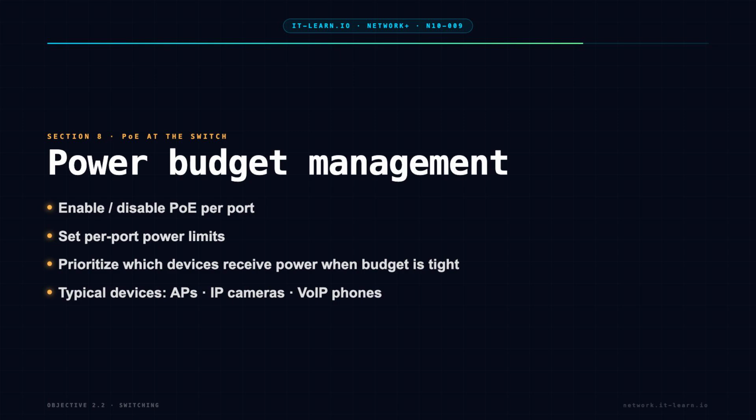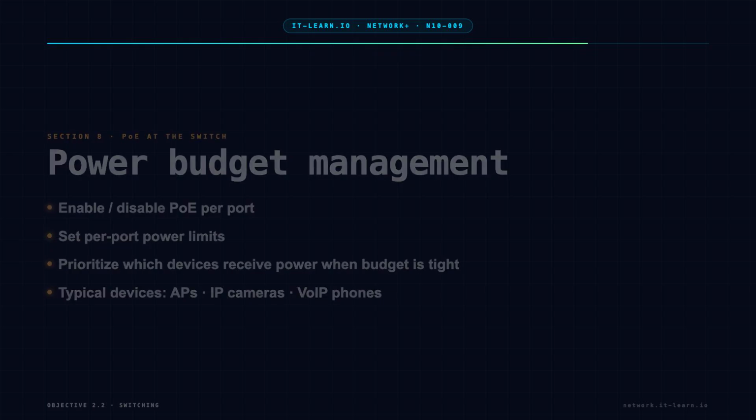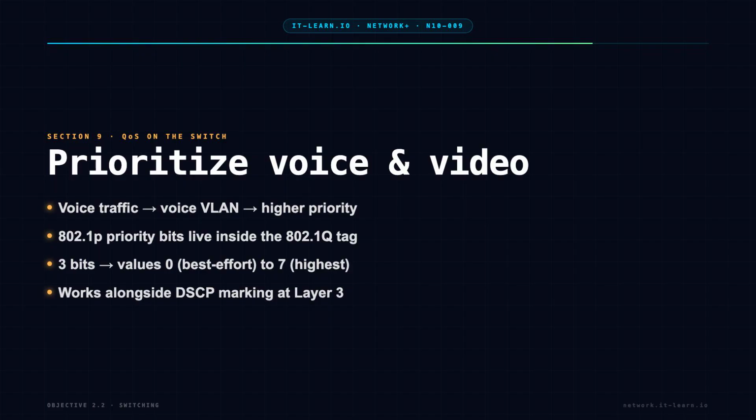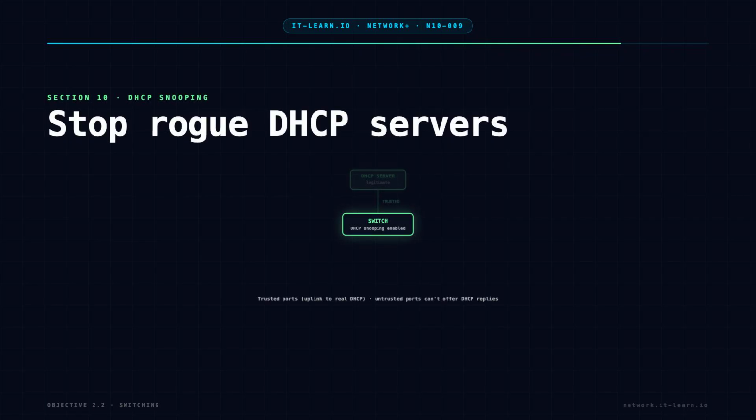Quality of service on a switch allows you to prioritize certain types of traffic. For example, voice traffic can be assigned to a voice VLAN and given higher priority than regular data traffic. Switches use 802.1p priority tags within the 802.1q VLAN tag to classify and prioritize frames. DHCP snooping is a security feature that acts as a firewall between untrusted hosts and trusted DHCP servers. It validates DHCP messages and builds a binding table that maps MAC addresses, IP addresses, VLAN IDs, and port numbers. This prevents rogue DHCP servers from distributing incorrect IP configuration information.